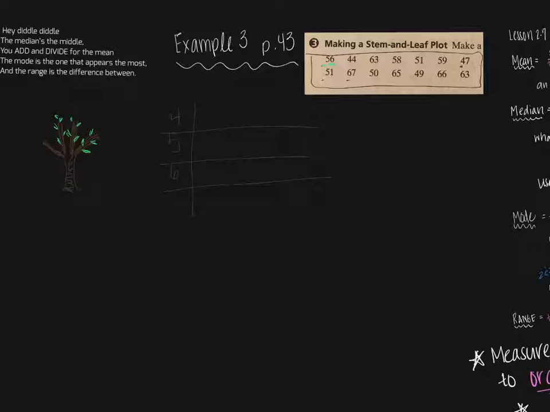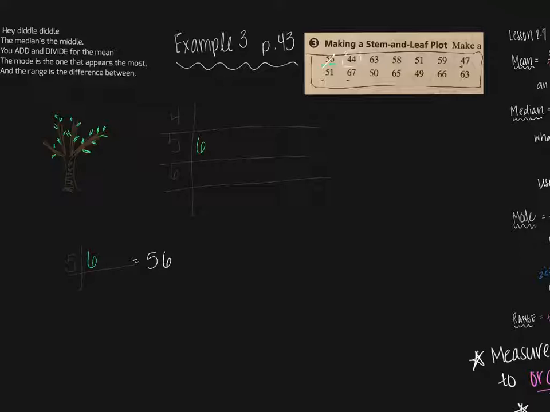56 has a stem of 5 and a leaf of 6. So when you're reading these, 5 | 6 equals 56, where my tens values are my branches and my ones values are the leaves that kind of hang off of my branches. All right, so I've got 56 dealt with.